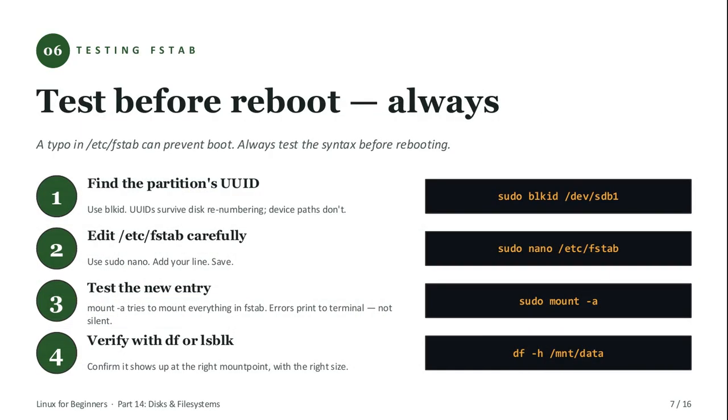Now, here's the catch with fstab. A single typo can stop your system from booting, so always test before you reboot. Start by grabbing the UUID with sudo blkid, then open the file with sudo nano and add your line. The magic step is sudo mount -a. It tries to mount everything in fstab right now, and any errors show up in the terminal instead of biting you at the next boot. Finally, run df -h to confirm your new mount point is there, at the right size.